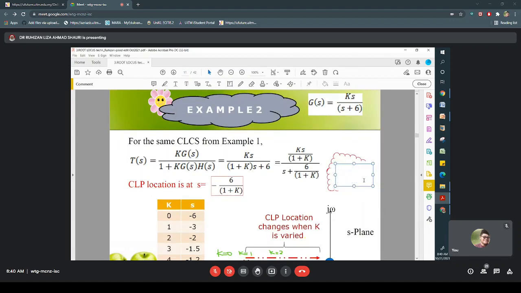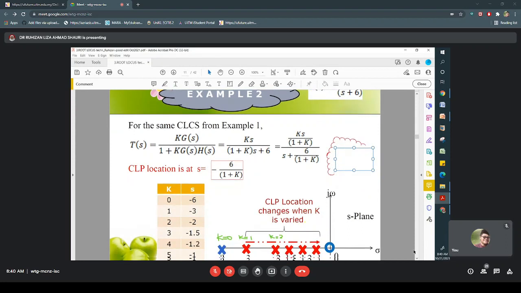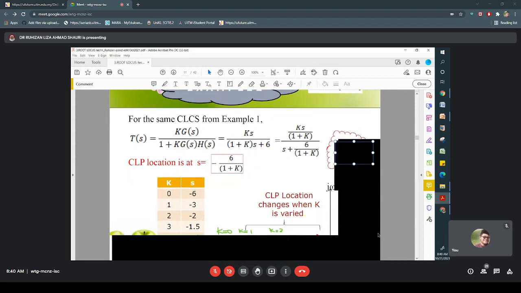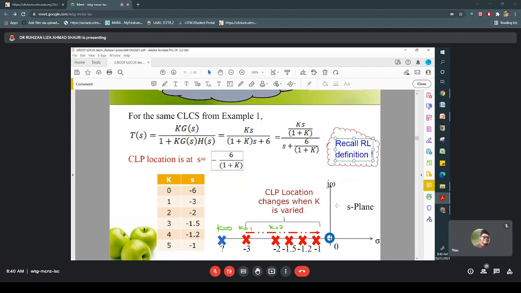This example, if you can recall, is the first slide that I showed you today, to recall the definition of root locus. When you calculate the closed loop poles for different k from 0 to 5, each time you have to calculate and you will get answers about the closed loop poles. When you set k equals to 0, you will get your closed loop pole solution at -6.